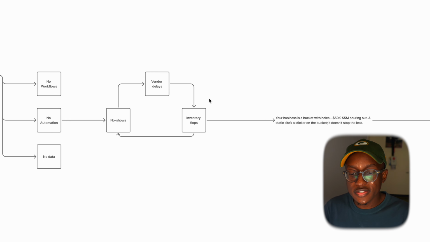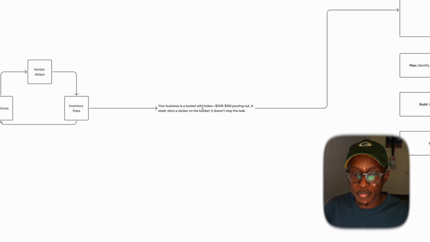And with that, you can then see how your business is a bucket with holes. 50k to 5 million is pouring out. A static site is a sticker on the bucket, but it doesn't stop the leak. If you just have a website as a digital brochure, but you're not adding it as a core system within your business, then you're missing out on a lot of opportunities that you could be driving within your business.